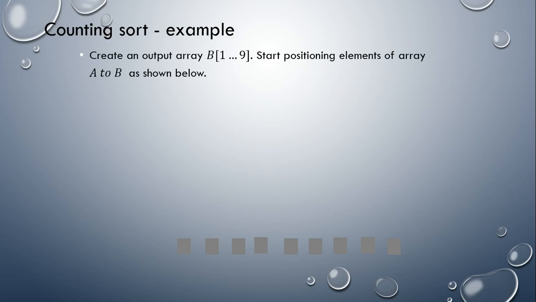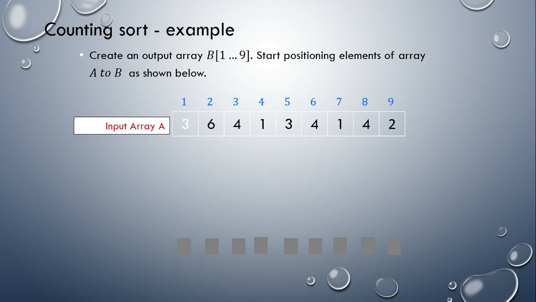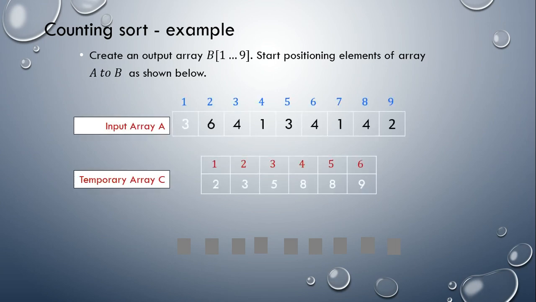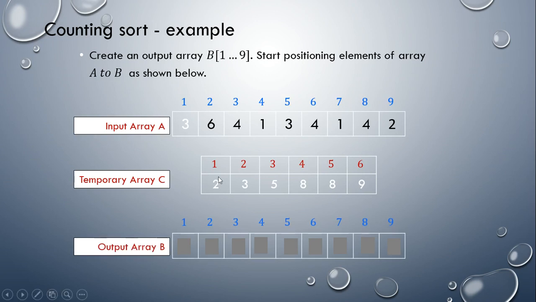Now we create the output array named B. Its size is the same as the original array, 1 to 9, because the original array has 9 elements. The positioning of elements from A to B is shown here. This is the updated array which represents actual positions, and this is our original array. Now we put the elements in the output array, starting from the right side.